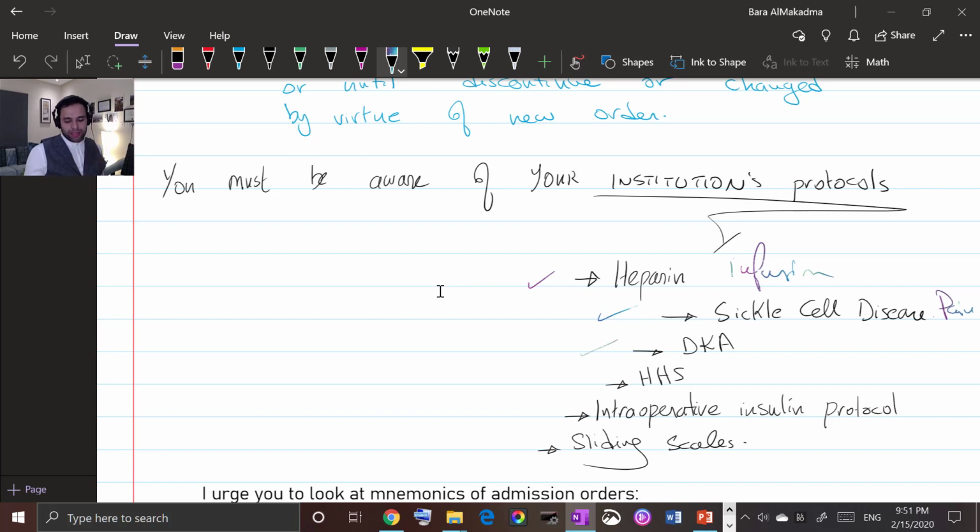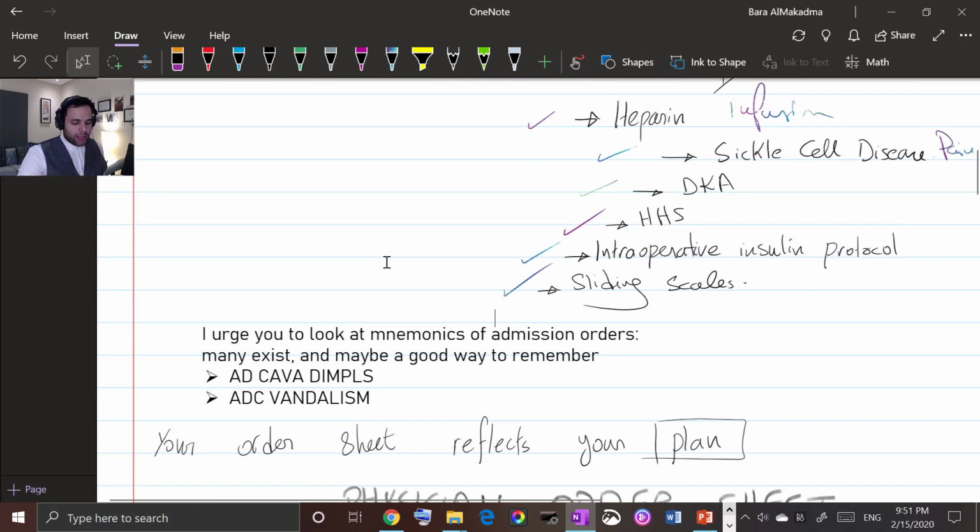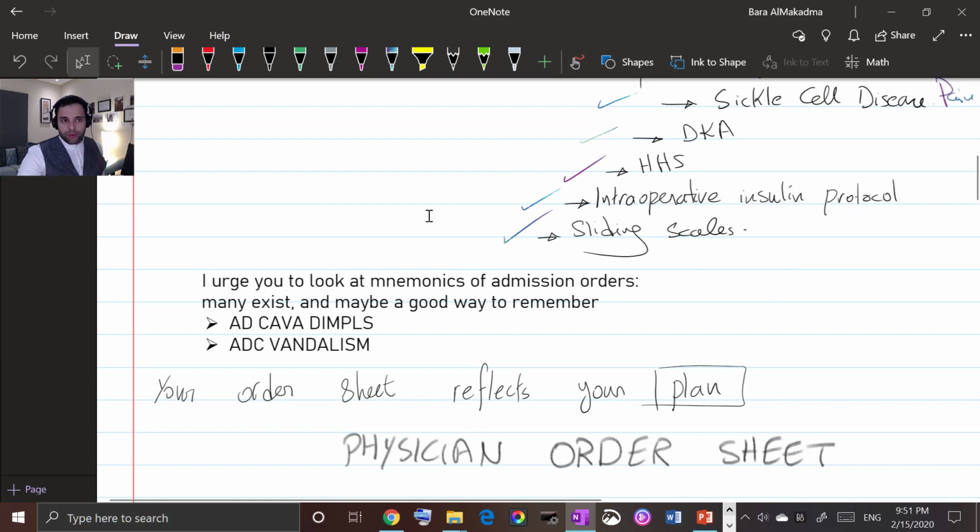Diabetic ketoacidosis, hyperglycemic hyperosmolar state, intraoperative insulin protocols, for example, or even insulin sliding scale orders, which I definitely will be discussing at a later point. I urge you to look at mnemonics for admission orders. There are many online. I'll show you how I do mine because I put things out of the usual mnemonic place. For example, I always like to put my investigations prior to the treatment. Unless the treatment is a life-threatening issue, I usually place an independent order sheet for a treatment that is related to ABCs, and then I'll write my order sheet clearly. I try to limit it to a single page whenever I'm writing a manual order sheet.